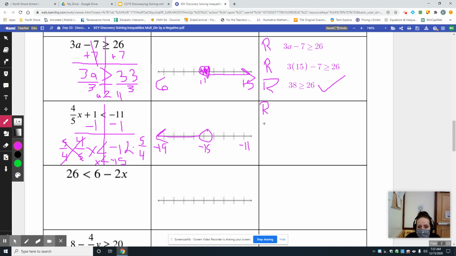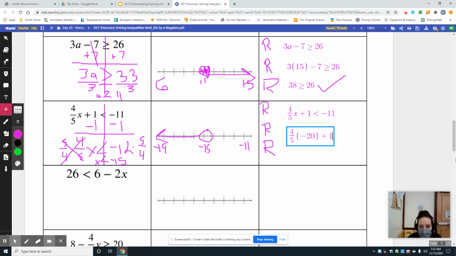When we go to check our work, we're going to rewrite, replace, recalculate like we always do. But as we've told you, don't use your solution, particularly if it's not equal to. If it's not equal to, you cannot use the solution. So we have 4/5 x plus 1 is less than negative 11. Then we'll substitute in, I don't know, I'll use negative 20. You can choose anything you want. I just like negative 20. Plus 1 is less than negative 11.